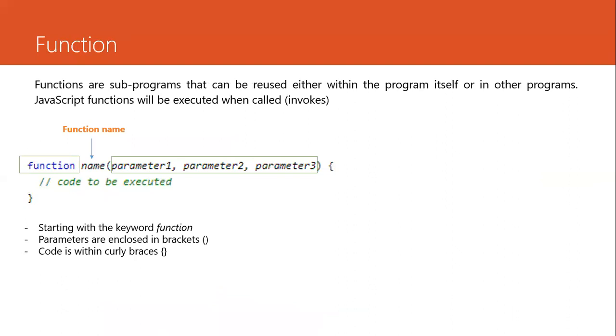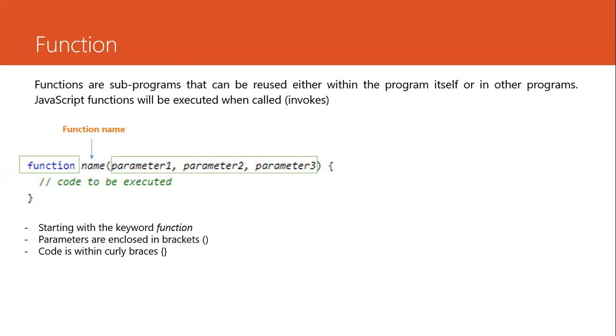And this is a function. A function is a subprogram that can be reused either within the program itself or in other programs. If we have a function, usually it will be called by another part of the program. So this is the example. Like with a variable, when we use a function, we must add the word function first, or the function syntax in front.